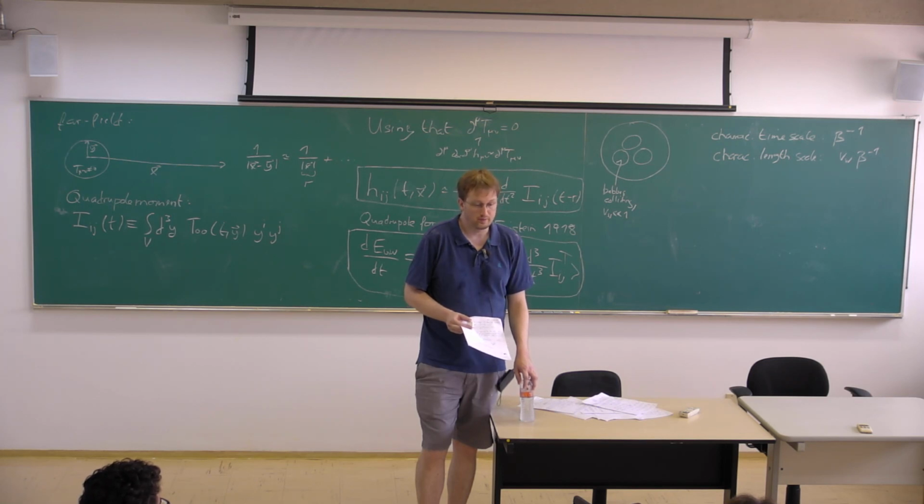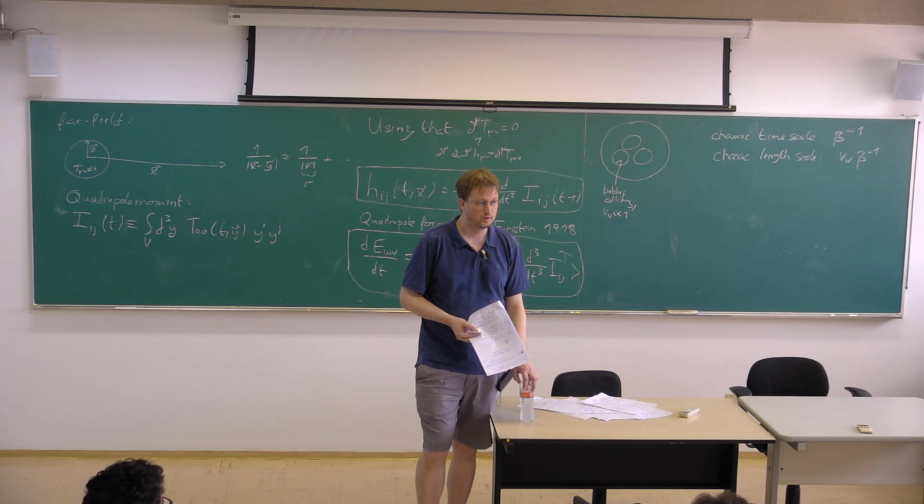So at this stage, what people usually do is they just assume something for the bubble wall velocity, and then show how, for example, gravitational waves depend on the bubble wall velocity, and how sensitive your results are to your assumption for the bubble wall velocity.